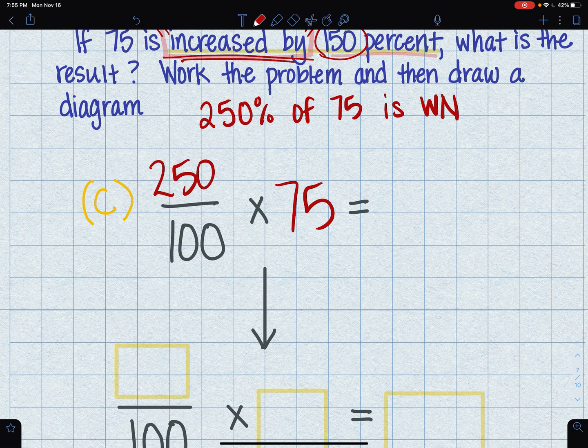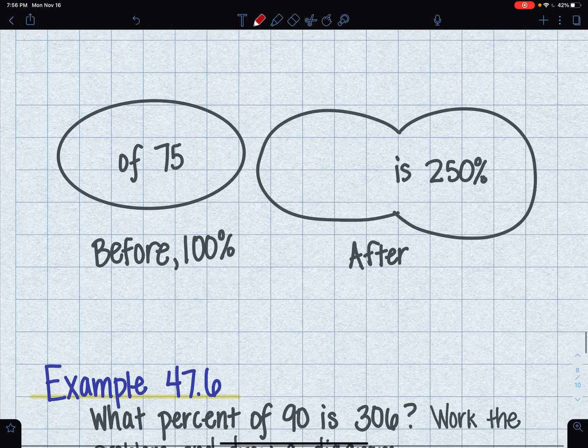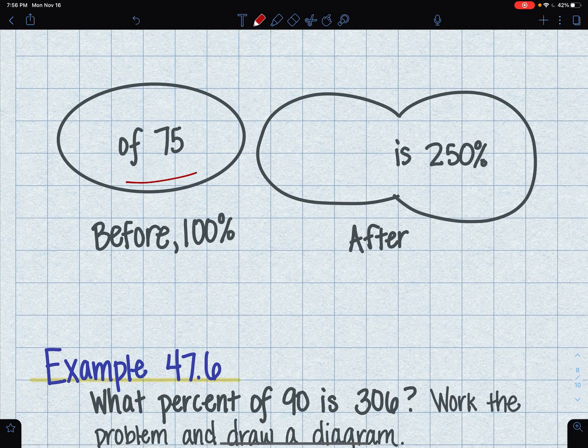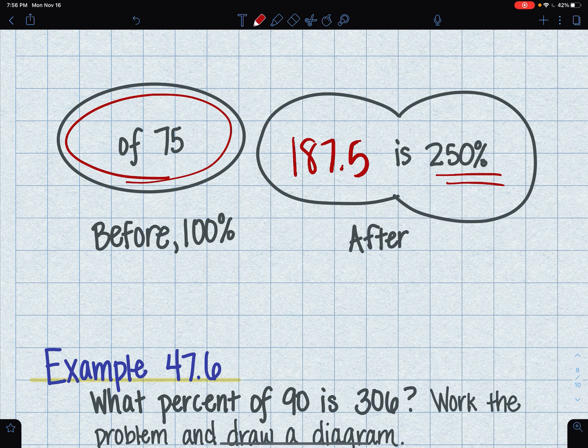So now that you've figured out exactly what you plug in, then it's easy to do. And you're going to end up with 187.5. So you invest 75 bucks, you get 187.5 bucks back. That's an increase of 150, but it's a total return of 250%. So let's put that into a diagram. You started with 75, and that was the 100%. Now after, you ended up with 187.5, and that is the 250%.